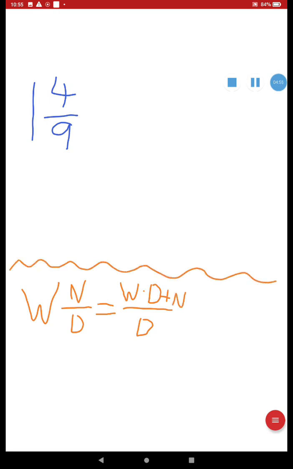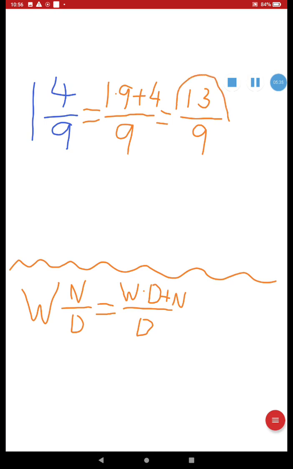So let's do that up here. Denominator stays as a 9. Now I'm going to write my whole number 1 times my denominator 9 plus the numerator 4. Let's crunch the numbers. 1 times 9 is 9. 9 plus 4 is 13. 9 stays on the bottom. So 1 4/9 written as an improper fraction equals 13/9.